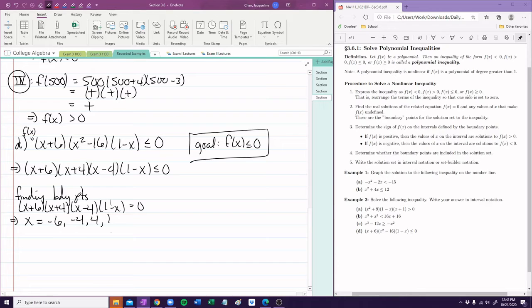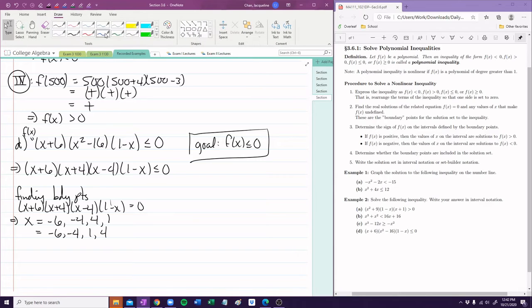I was going to say it's in increasing order, but it's not because I need to switch my 1 and 4. So, drawing a number line, I am given negative 6, negative 4, 1, and 4. To determine if I'm going to do open or closed circles, I'm just going to look at the problem itself, and I notice that it's less than or equal to. So, since it has that or equal to sign, these are all included.